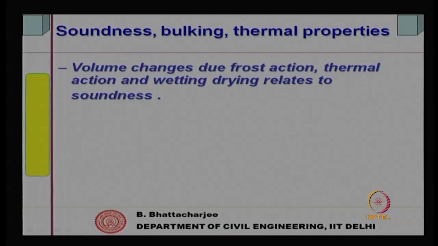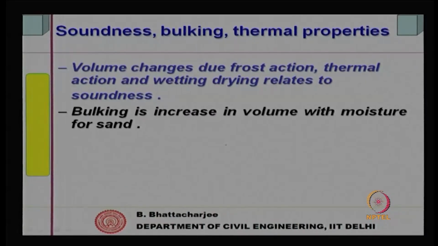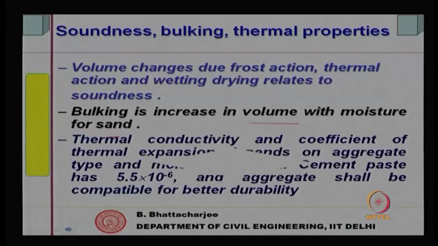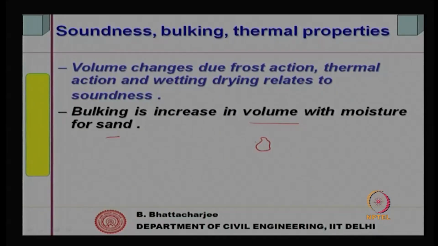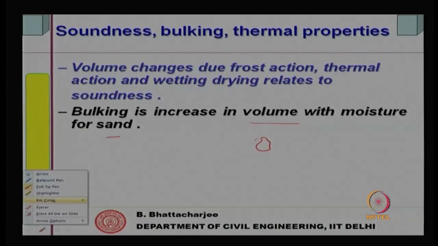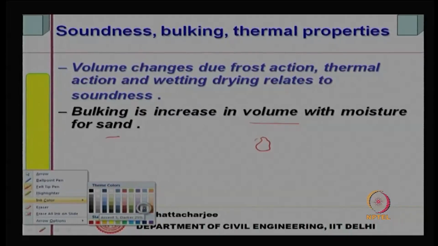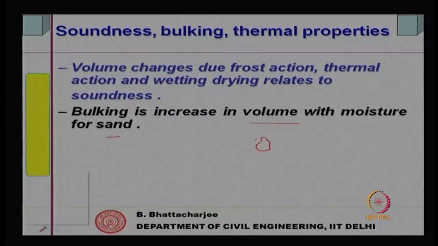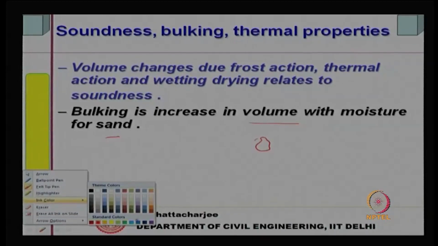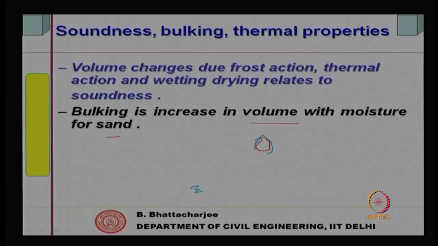Then volume changes due to frost action, thermal action and wetting drying relate to soundness. This is also somewhat measured. Bulking is the increase in volume with moisture for sand, it is only for fine particles, because sand particles can absorb moisture in the surrounding, in their outside periphery. It can actually absorb moisture.